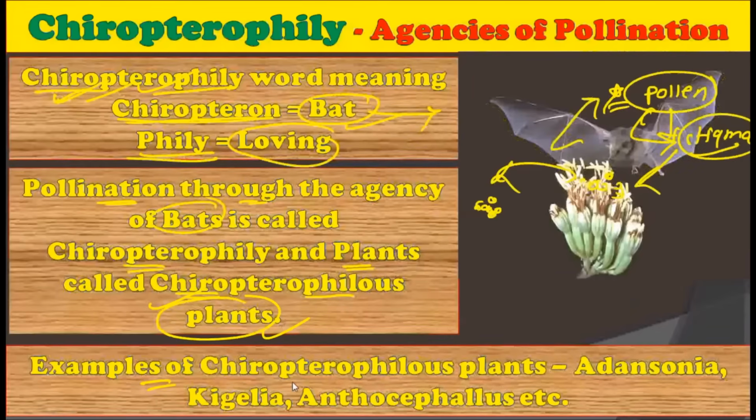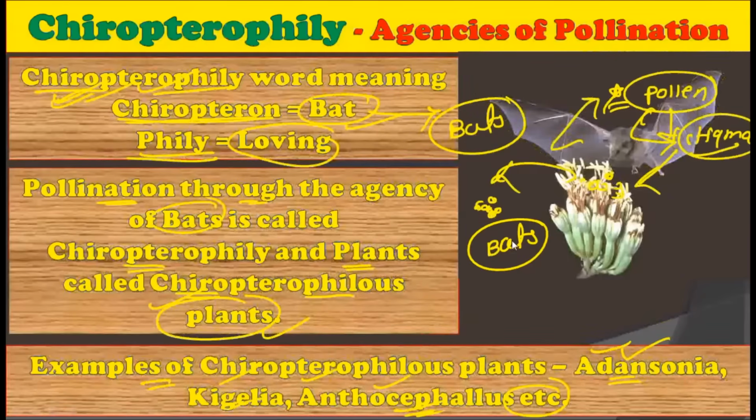The examples for chiropterophilous plants are Adansonia, Kigelia, Anthocephalus, etc. That is, all these are examples which show chiropterophily. In the flowers of Adansonia, Kigelia, or Anthocephalus, all these flowers are pollinated by bats, and hence these flowers are also called chiropterophilous flowers. All right. So pollination by using bats is called chiropterophily, and this is one of the agencies of pollination in the plant kingdom.